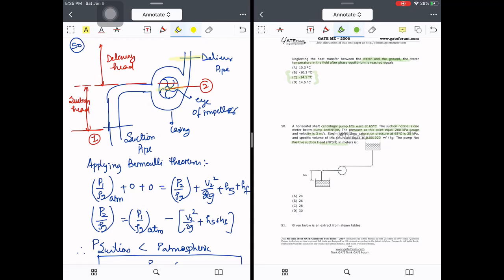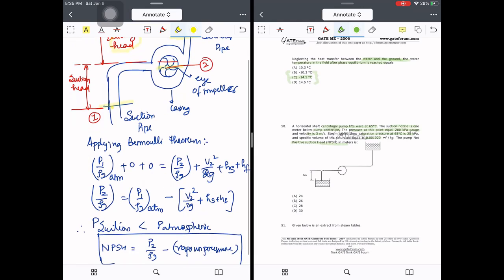Before that, I want you to understand what NPSH is in a mathematical format. Suppose this is my pump. From the impeller to the delivery head, it is called the delivery pipe, the delivery head. From the suction pipe to the impeller, it is called the suction head. Applying Bernoulli's theorem at the eye of the impeller and the suction, I will get an equation like this.